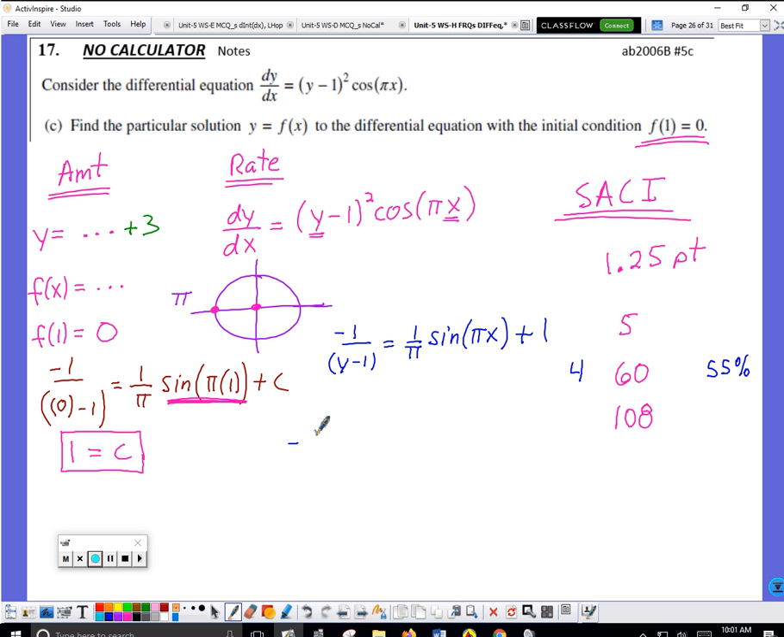Negative 1 over 1 over pi sine pi x plus 1 is equal to y subtract 1. If you can't see how I did that, just wave at me and I'll show you another way to look at it. But you want to learn to do algebra in chunks, not tiny pieces. It's just faster, it's easier. We need to talk about that step.